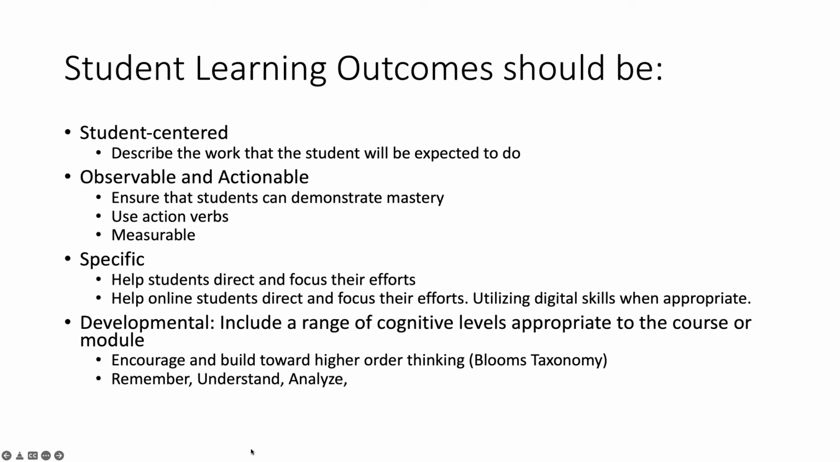Then the student learning outcomes need to be specific, and not vague, because students need to know where to focus their efforts and their actions. And what do I need to learn? Students are always saying, what do I need to do to get an A? Well, if your learning outcomes are specific, they can know what to focus on.